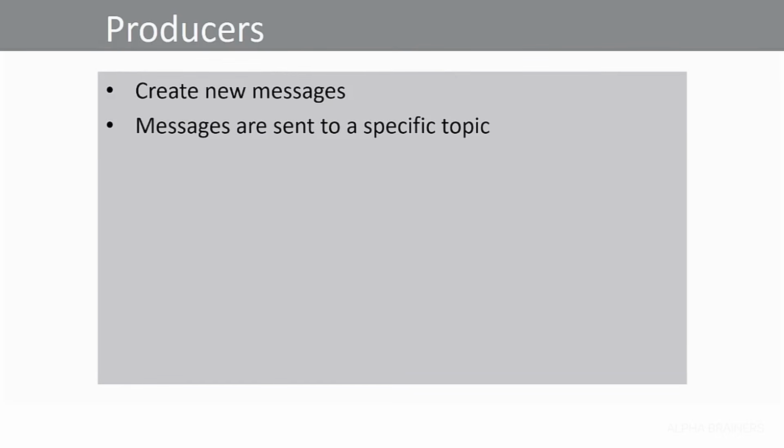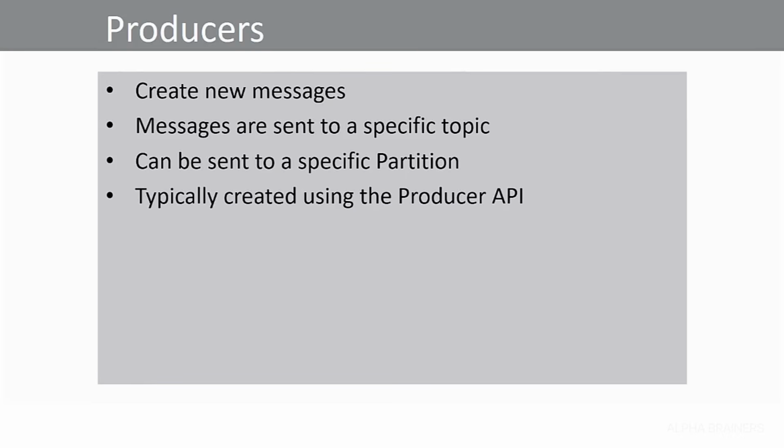In this next section, we'll provide some more details about producers and consumers. Producers are the ones that create the new messages. They send them to the Kafka broker, and the messages are sent to a specific topic. You can also send the message to a specific partition, but typically that's not done that way. Normally the broker decides what partition the message is going to go to. Typically you're going to use the producer API to create the producer messages. And sometimes producers are called publishers or writers.